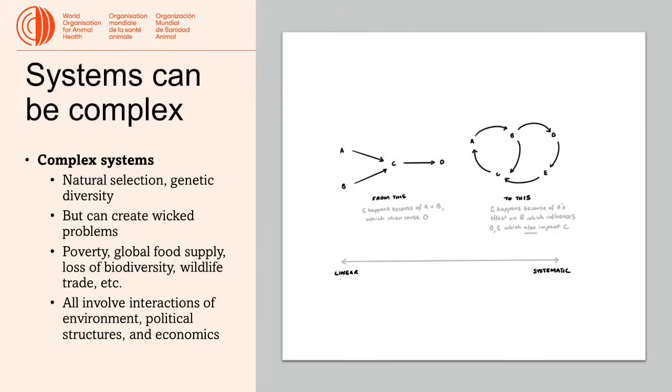But systems can also be complex. For complex systems, as we mentioned on the previous slide, systems are these interactions of components that are achieving some sort of purpose, and the interactions among these components are what makes them stable, right? So natural selection or genetic diversity, when left untouched by humans, does its thing, it's a stable process. But because of the stability within complex systems, you can also create intractable or stubborn problems, these problems that, despite your best efforts, you can't seem to solve them.